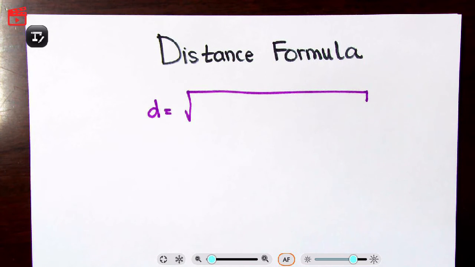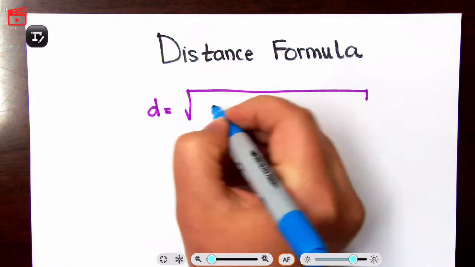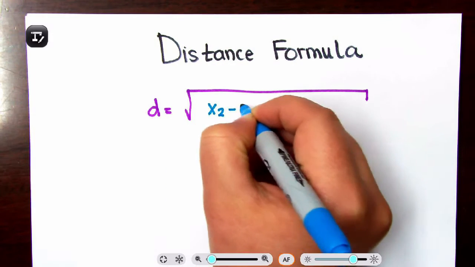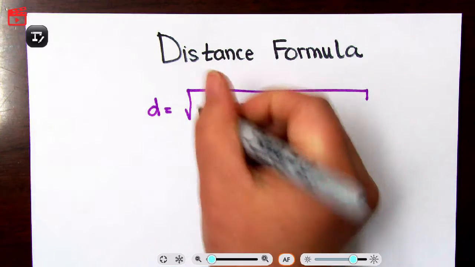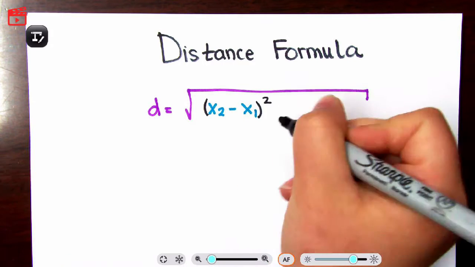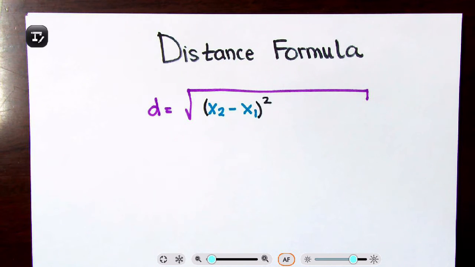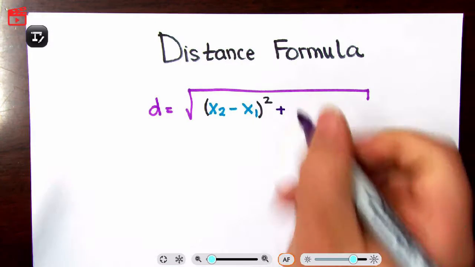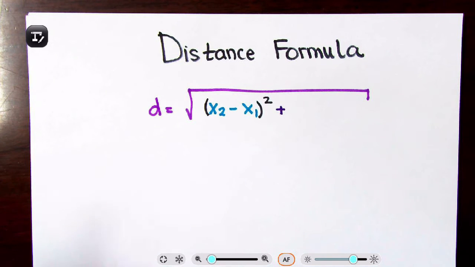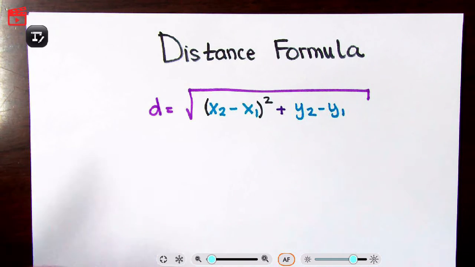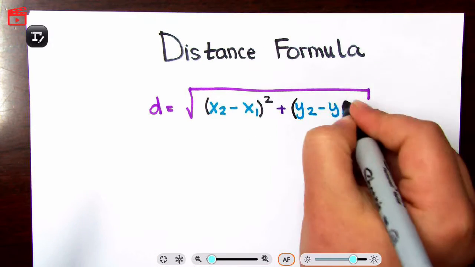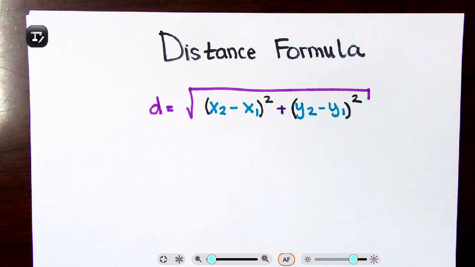Inside the square root, we have x2 minus x1, and all of that gets squared, so you're going to put that in parentheses and square it. Then we're going to have plus y2 minus y1, and we're going to take all of that and square it. And then we're going to take the square root.